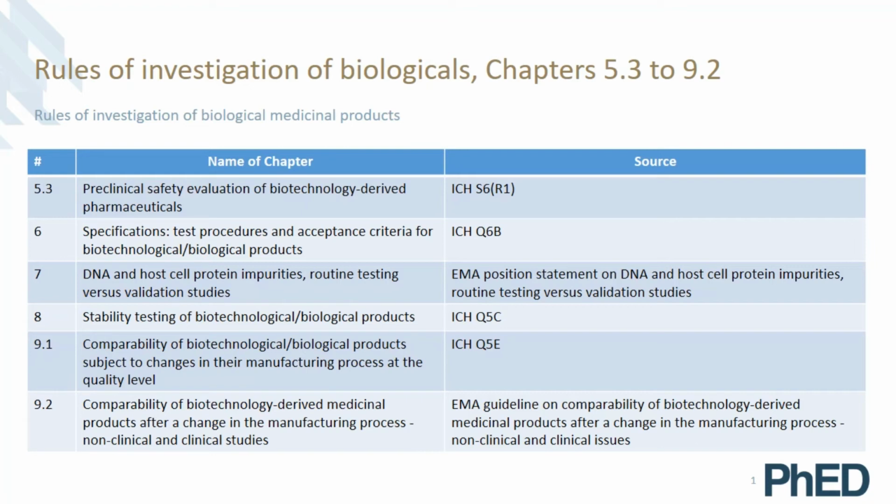Chapter 9.1 corresponds to ICH Q5E, comparability of biotechnological biological products subject to changes in their manufacturing process and the quality level, and Chapter 9.2 corresponds to the EMA guideline on comparability of biotechnology-derived medicinal products after change in the manufacturing process, non-clinical and clinical issues.